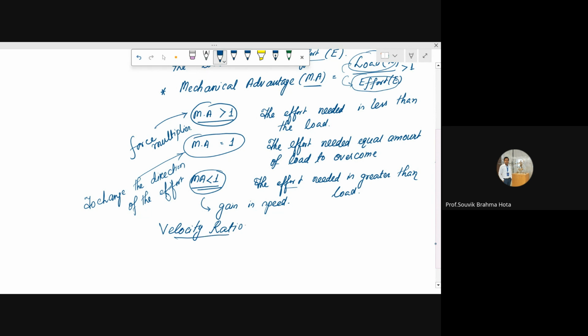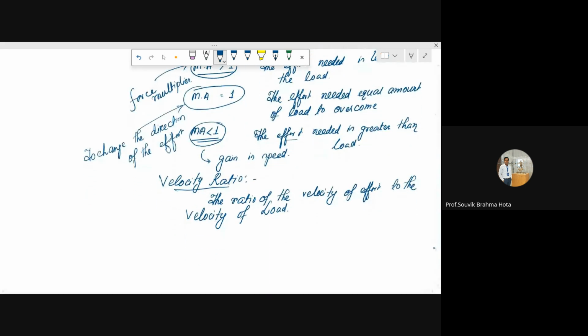Velocity ratio is another term. What do you mean by velocity ratio? It is defined as the ratio of the velocity of effort to the velocity of load. So velocity of effort by velocity of load is known as velocity ratio. So we can write VR, velocity ratio, is equal to velocity of effort by velocity of load.